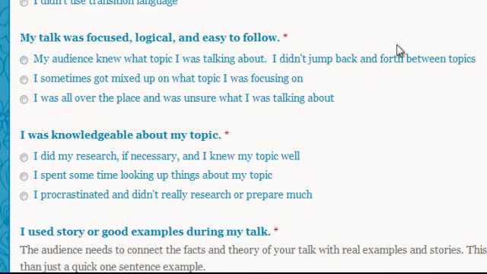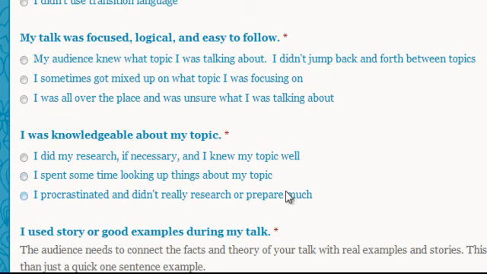This next area here where it says my talk was focused and logical and easy to follow, this is just while you're speaking. If you're getting mixed up and jumping between topics and not sure about what you're saying, then you're going to have to choose appropriately. But this is just about you confidently speaking and knowing what you're talking about.